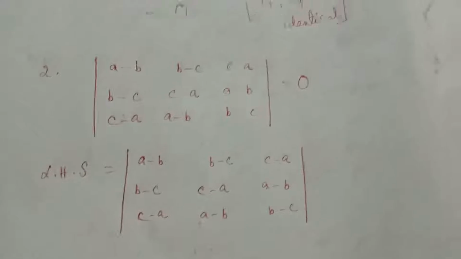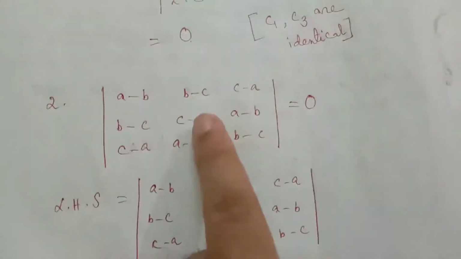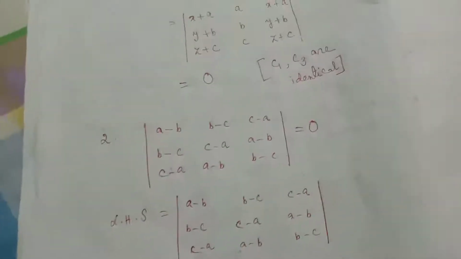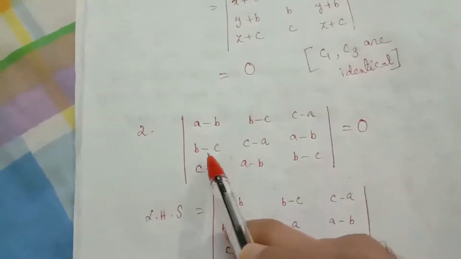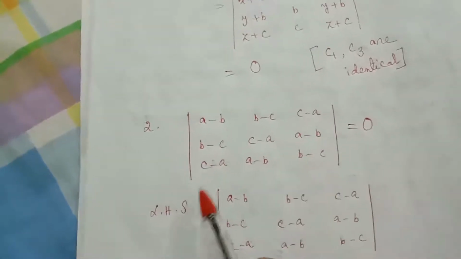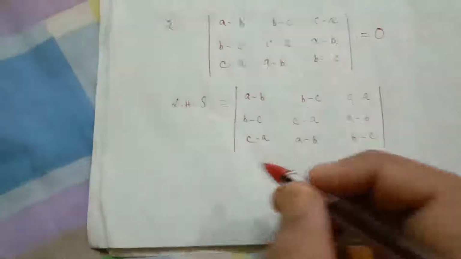Let us take another example, to prove the value of this determinant is equal to 0. The given determinant has first row a minus b, b minus c, c minus a. Second row b minus c, c minus a, a minus b. Third row c minus a, a minus b, b minus c.